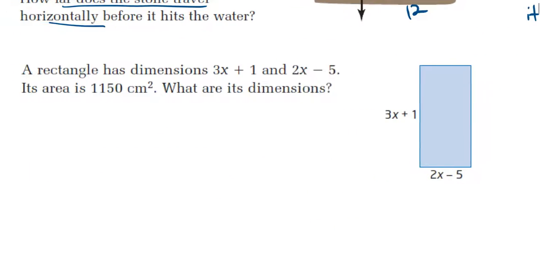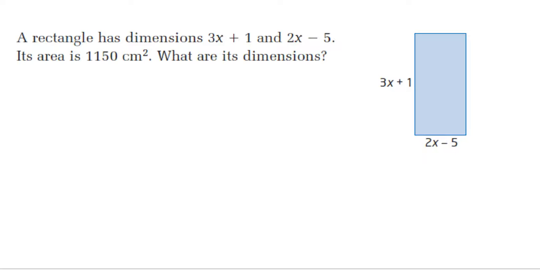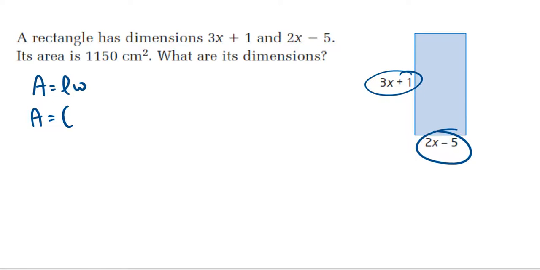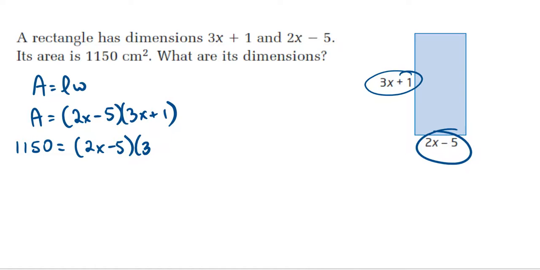Okay, another example. A rectangle has dimensions 3x plus 1 and 2x minus 5. Its area is 1,150 centimeters squared. What are its dimensions? So length, width, 3x plus 1, width is 2x minus 5. So the area of a rectangle is length times width. If I combine those expressions, I have 2x minus 5 times 3x plus 1. And we know the area is 1,150. So that's equal to 2x minus 5 times 3x plus 1.